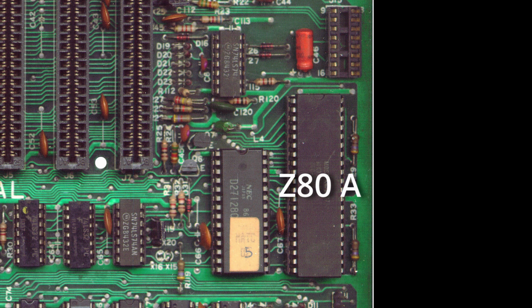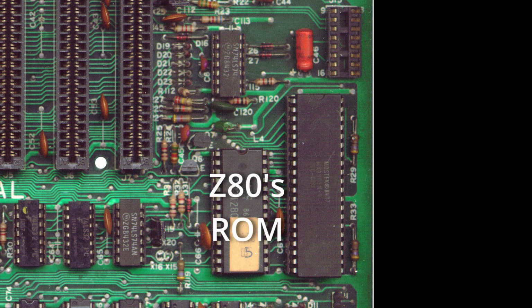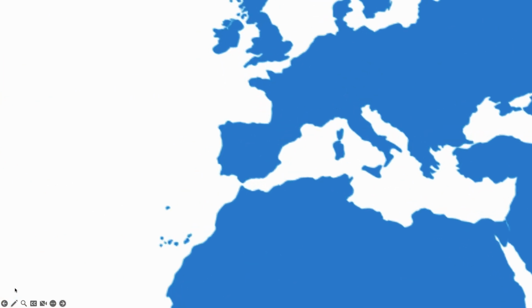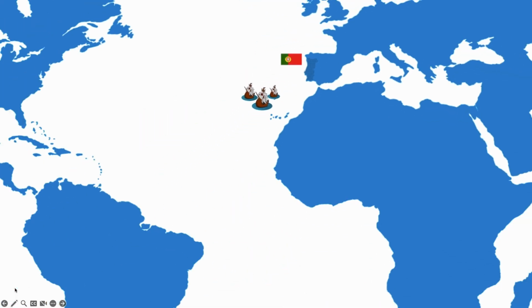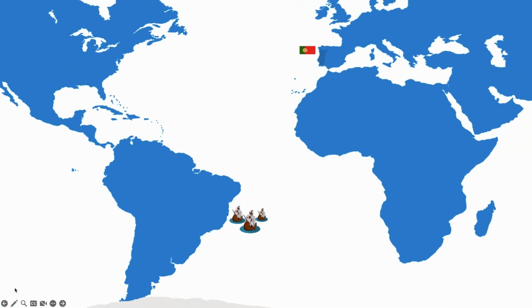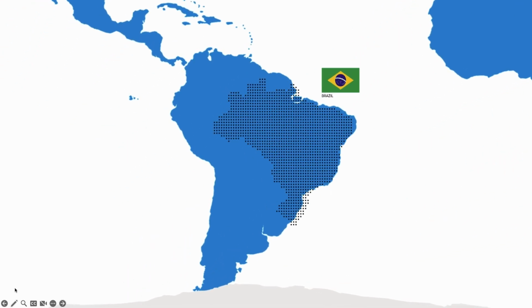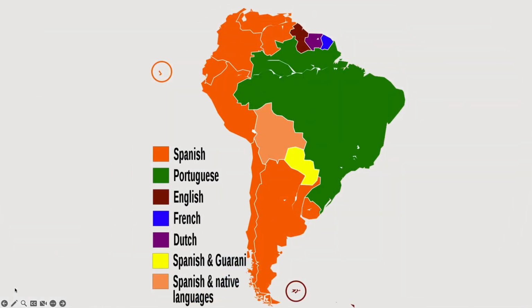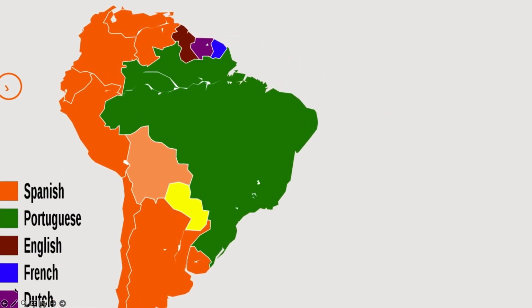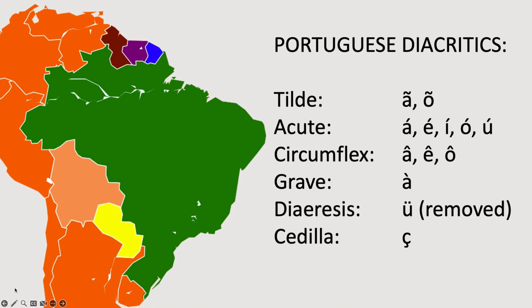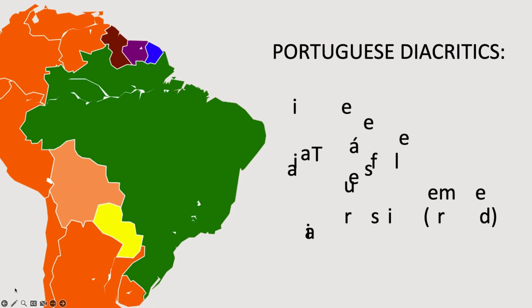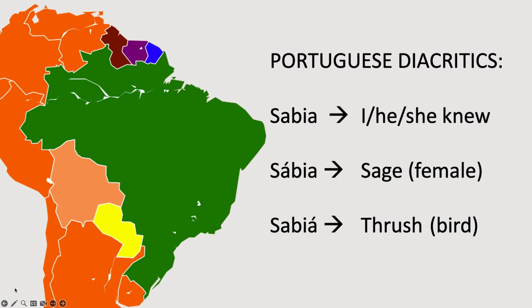No. This Z80 processor along with its RAM and ROM are here for a very particular motive, our native language. Our history began in Portugal in the 16th century, which was the country which colonized us. Therefore, we are the only South American country who speaks Portuguese. And Portuguese has a lot of different letters, in fact diacritics, which are very important to our language. You change a diacritic and you change the meaning of the word.